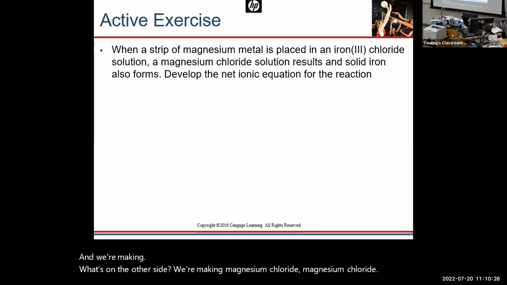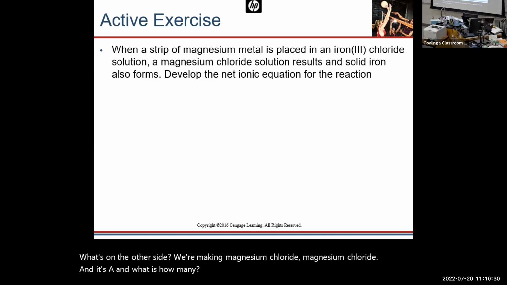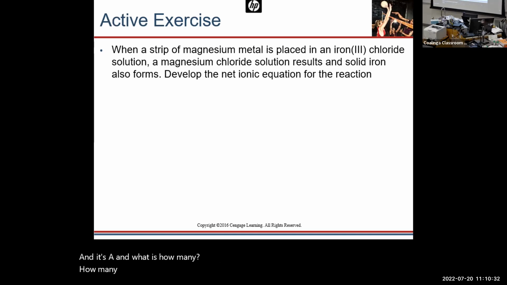How many chlorines are in magnesium chloride? Is that solid, liquid, gas, or aqueous? Aqueous. And then there's iron in there, and that's a solid. Then we balance. Okay, so that would be our conventional equation.